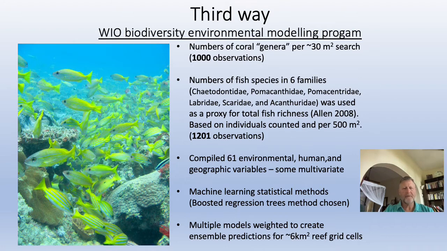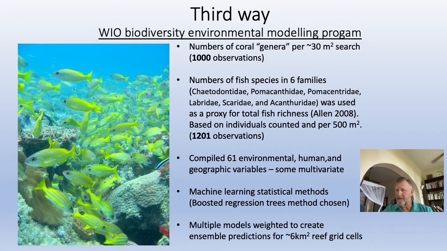Here's some of the summary information from that biodiversity data sharing. We have about 1,000 observations of coral, mostly at the general level. We have about 1,200 observations of fish at the species level. We will be using the families named here to act as a proxy for total species richness.